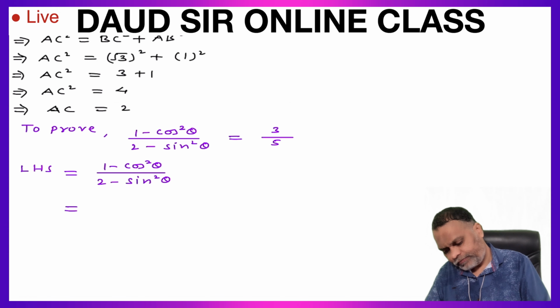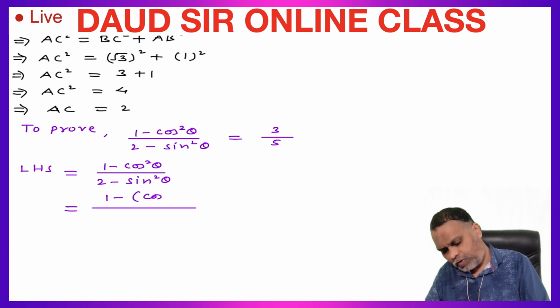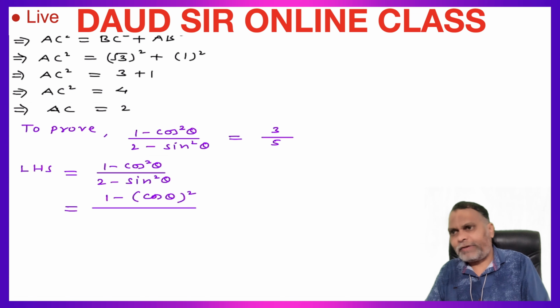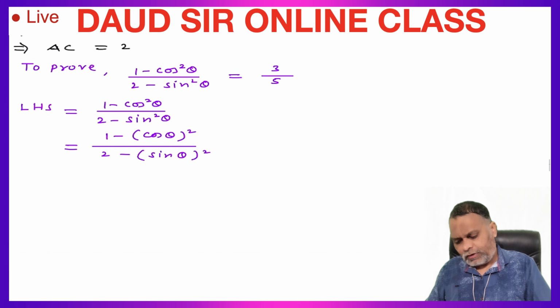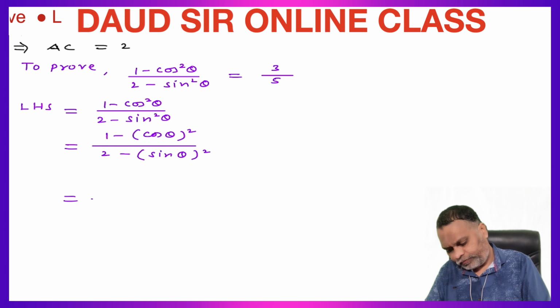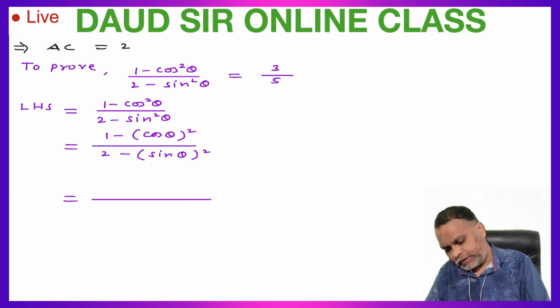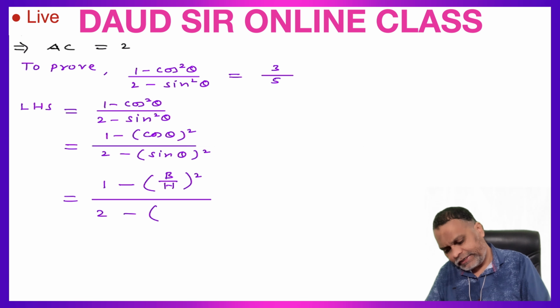This we can write as 1 minus cos theta whole square. When we open the bracket, then only cos square, not theta square. Similarly, in the denominator, 2 minus sin square theta can be written as sin theta whole square, which is equal to this one minus cos theta, base upon hypotenuse, whole square, on 2 minus sin theta, perpendicular upon hypotenuse, whole square.